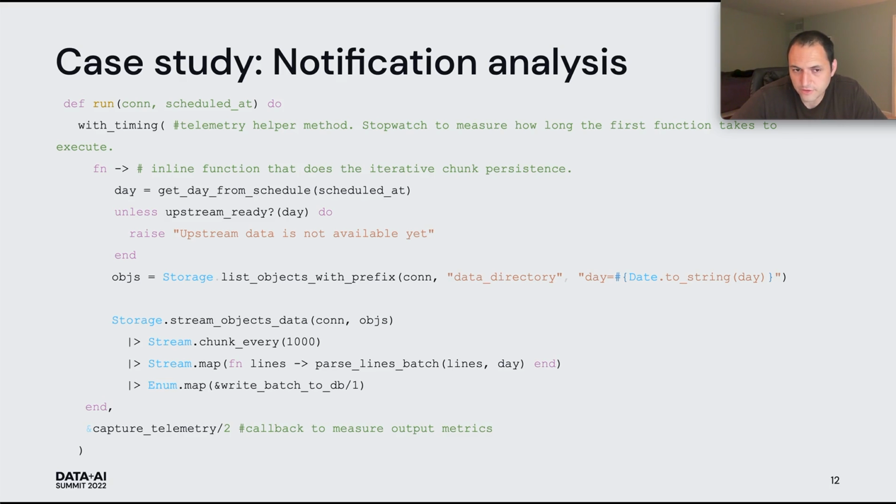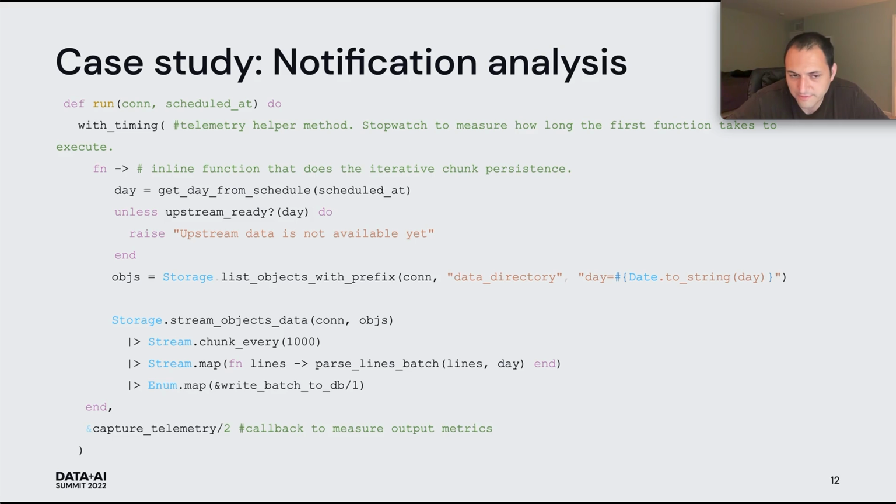On the next line we have the stream objects data, for a given connection and a handle to those objects wherever they exist. We want to chunk every 1,000, so this is how we'll build our iteration. Then we see this pipe operator. This is where we start to get into what makes Elixir fun to program in. We can chain function calls together to operate over data structures. The output of stream objects goes to chunk. The chunks go to the stream process map where we parse the lines into a batch. And that output collection goes to enum.map where we finally do the persistence.